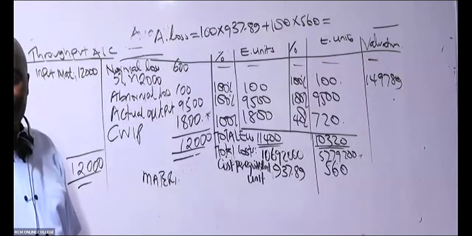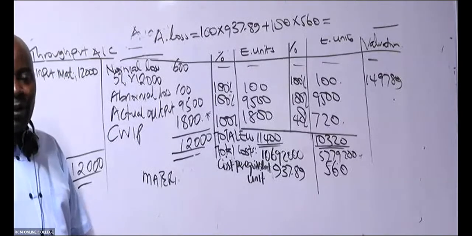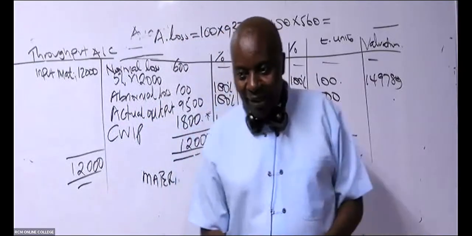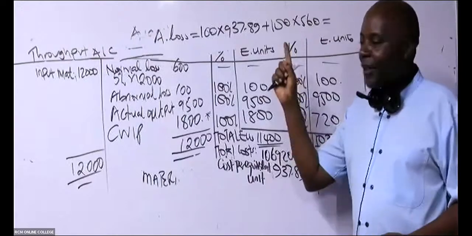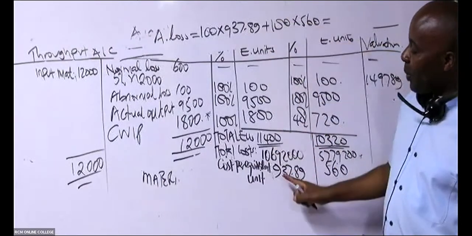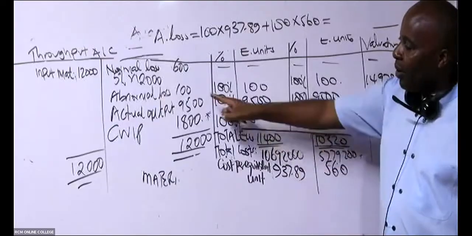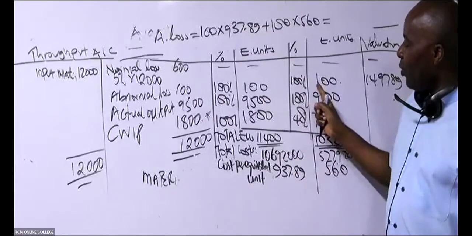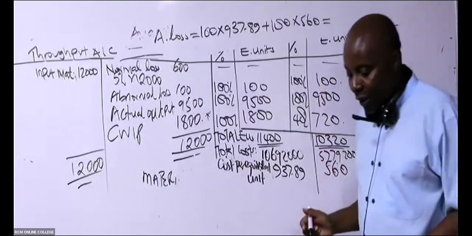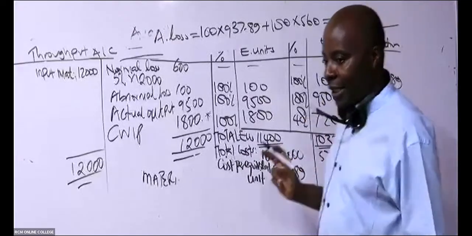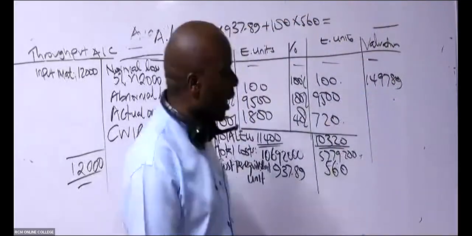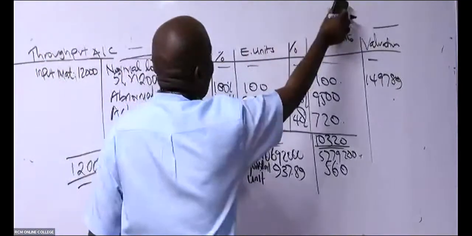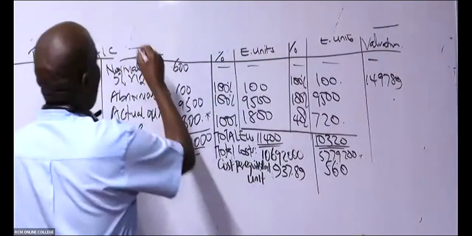Are you able to get this answer? Please, if you're able to get it so that we can move, we have 2-3 questions to answer. It's only one student who is getting it. You take your calculator, we know cost per unit is 937.89. And the abnormal loss, you can see here. And the equivalent units, 100 times cost per equivalent unit, plus 100 times this 560. Then you confirm whether you're able to get this 1,497.89. So from there now we go to the next one, which is actual output valuation. So actual output valuation, what do we have there?